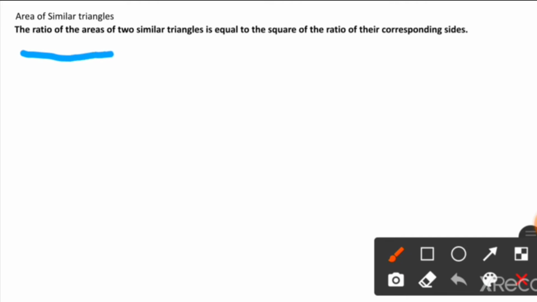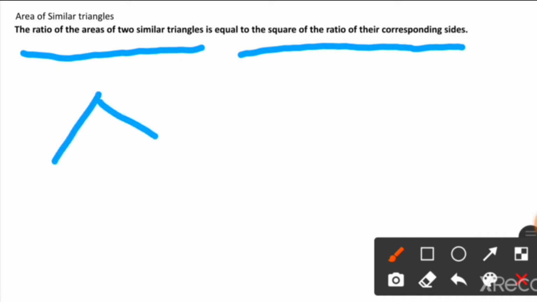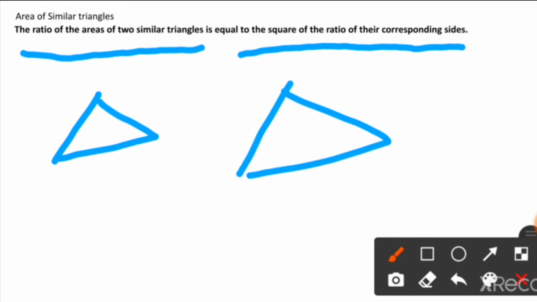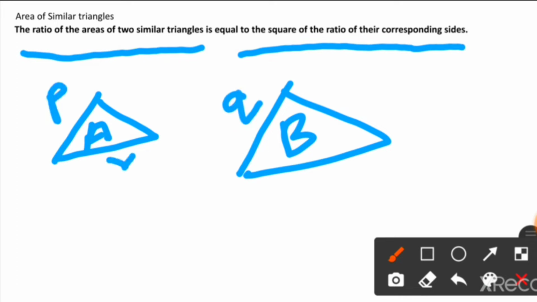the ratio of the areas of two similar triangles is equal to the squares of the ratio of their corresponding sides. It means suppose there are two triangles in this way. Let us name it as triangle A and let me name it as triangle B. So if the corresponding sides are P, Q, R, and S, and X, and suppose Y.